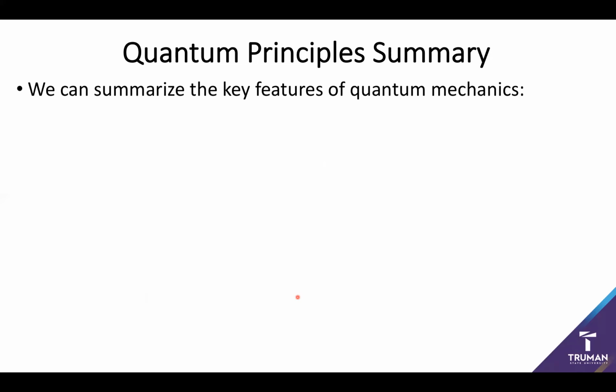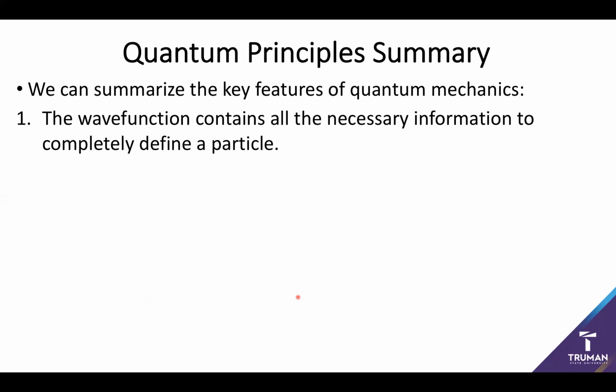We can summarize our key features of quantum mechanics in 4 key points. First of all, the wave function is our bread and butter of quantum mechanics. It's going to contain all the necessary information to completely define a system. However, it doesn't just scream the answer at you. It's embedded in there, so we have to know how to ask it the right question. So again, while the wave function isn't real, it is going to be a perfect description of our system, as long as we know the right questions to ask.